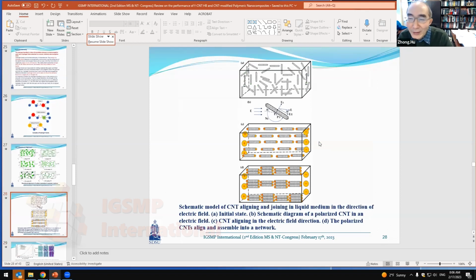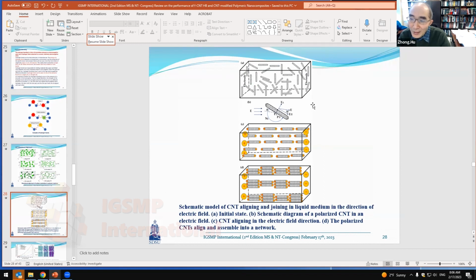For example, we can use a mechanical way. We can use an electromagnetic way to make the fiber aligned. This is just one example. We use the electrical field to make the alignment.